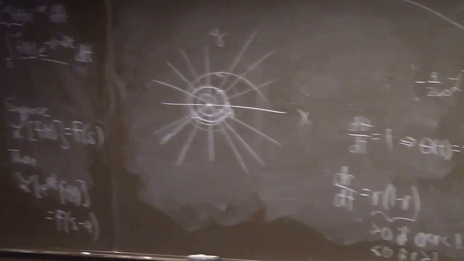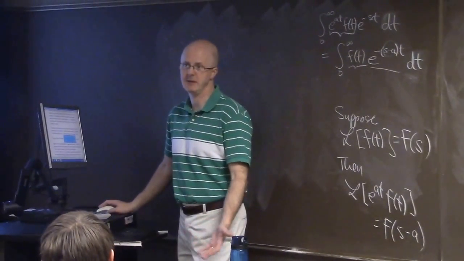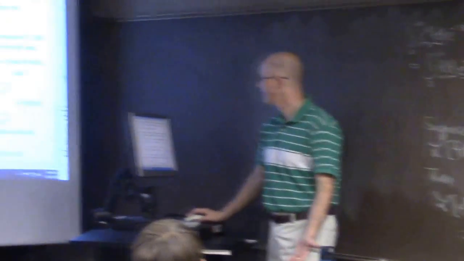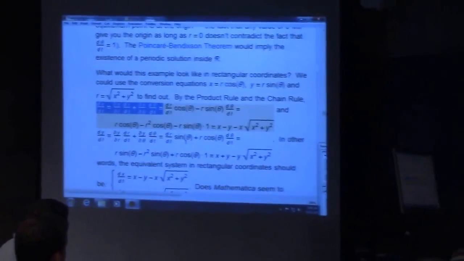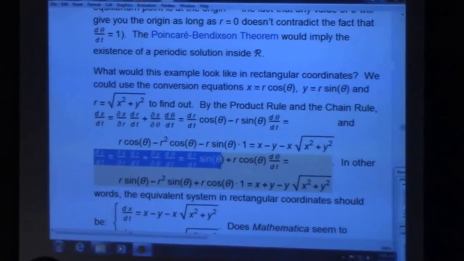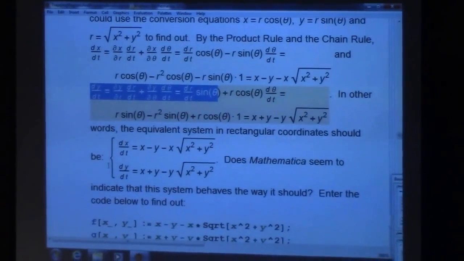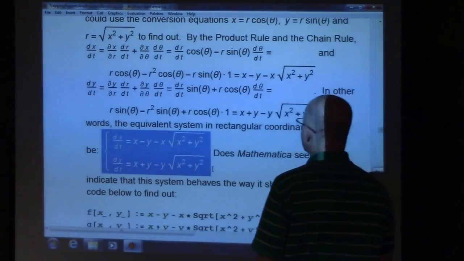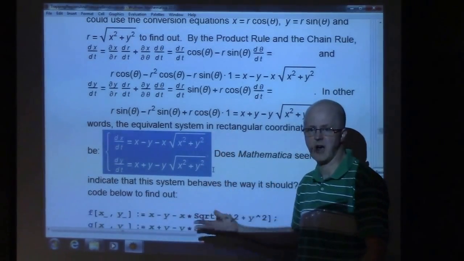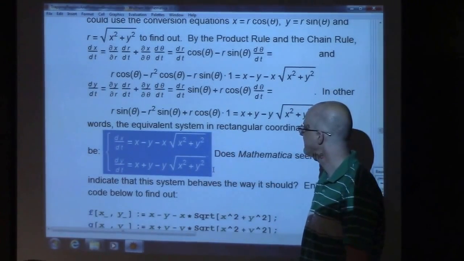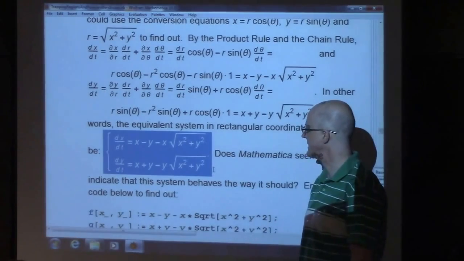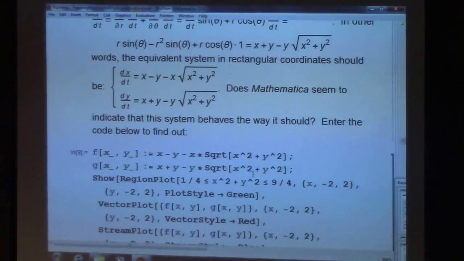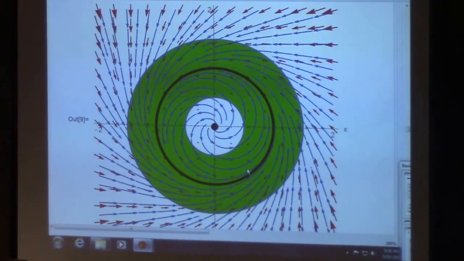Can you convert this to rectangular coordinates? Yes, though I wouldn't expect you to be able to do that in the test because it's just a little too tricky. I did it here using the chain rule and product rule. You can take a look at these things and I think you can all understand this. I ultimately wrote this in terms of rectangular coordinates, and it looks kind of complicated. The only thing that involves square roots is r, because r is the square root of x squared plus y squared. That is the same system in rectangular coordinates, and the phase plane can be made in the usual way for stream plot and vector plot to look like this.